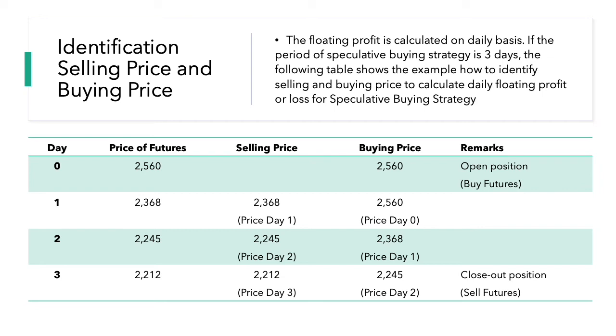After you identify the daily selling price and buying price, you can calculate daily floating profit or loss for the futures contract. So this is the formula for FCPO and this one for FKLI. This is the formula for FMG and this is the formula for FKB3. So when you calculate daily floating profit and loss, you must change the formula based on the futures contract that you use in your speculative buying strategy.